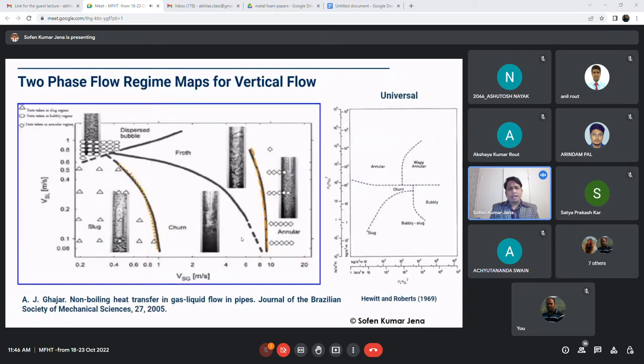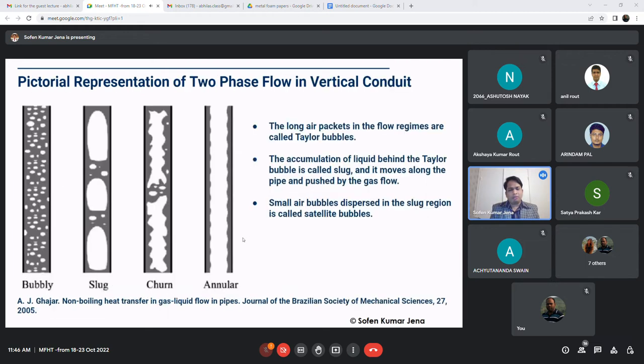So now let's come to the classification of the regimes, okay? This problem is well studied in the literature. It's not a very new phenomenon, so by experiment and rule of thumb, it is well classified for what velocity of the water and what velocity of the air the regime transitions happen, from bubbly flow to slug flow to churn flow. This will depend upon the velocity.